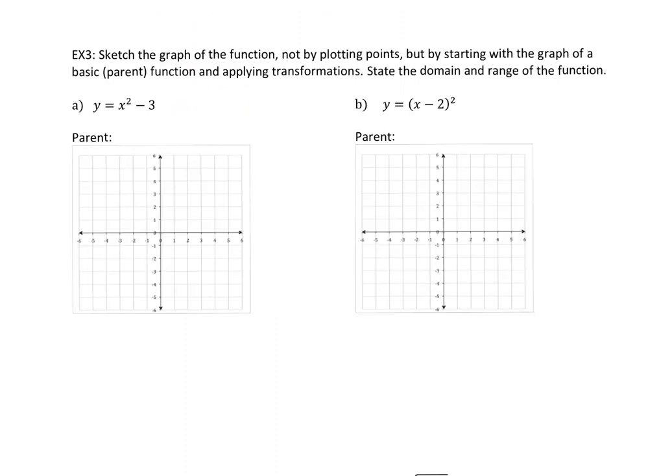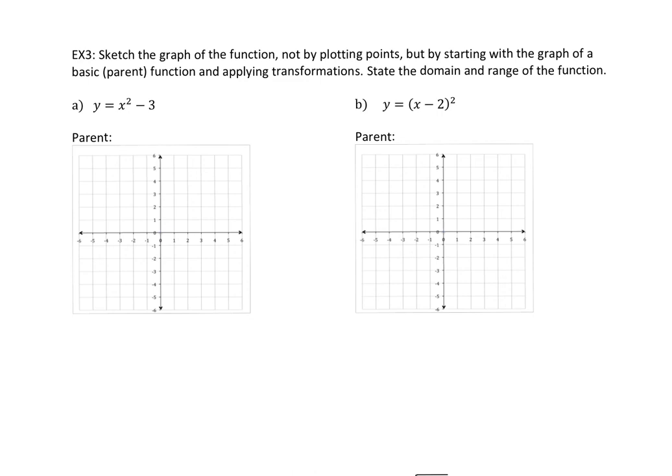The last thing we're going to do in this section is just transformations, not by plotting points, but instead taking our basic or parent function and moving it around. Example 3, we want to sketch the graph of the function, not by plotting points, but by starting with the graph of a basic or parent function, and then applying our transformation. In this case, the transformations are translations. We're also going to state the domain and the range of the function.